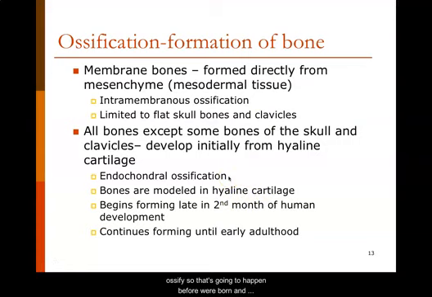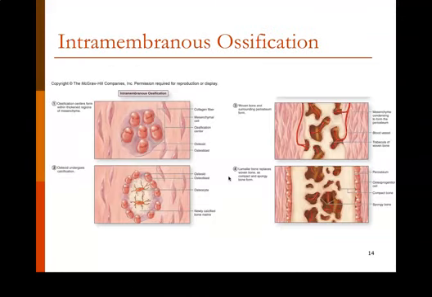So that's going to happen before we're born, and then will continue to happen all the way through our childhood, actually, as our bones continue to elongate and grow. So let's start with intramembranous. Intramembranous ossification occurs from within this membrane-like tissue called a mesenchyme in the embryo.